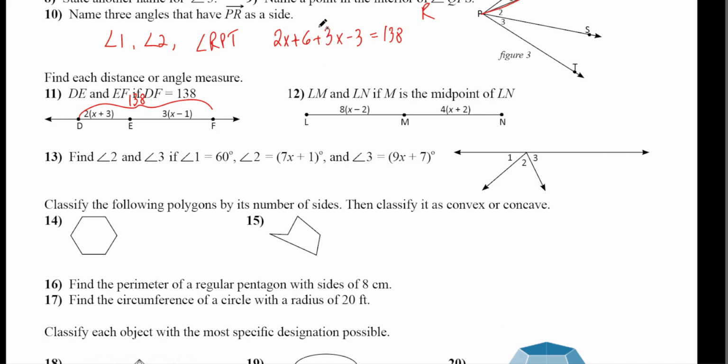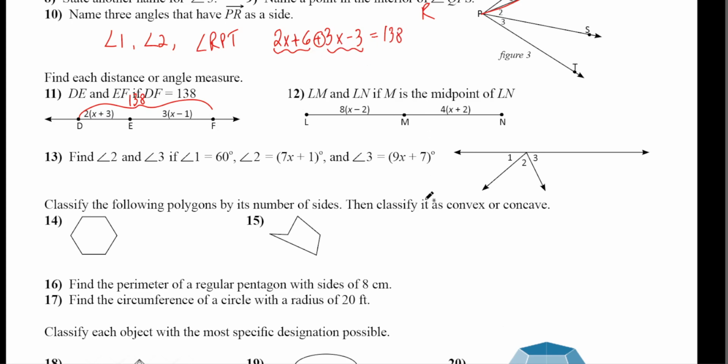But is that your answer once you solve for x? Nope. What do you got to do once you get x? Plug it back in and find both of those segments. Everybody okay with that? All right. Just make sure you know that you add them up and set them equal to 138. That's the key, right? This is the one segment. This is the other segment. I added them up, set them equal to 138, and then you just do the math.